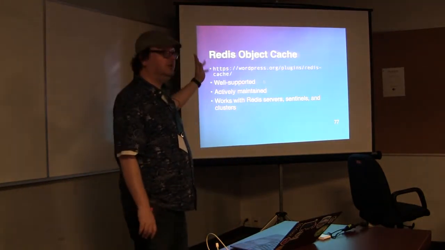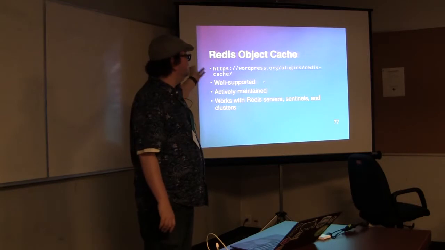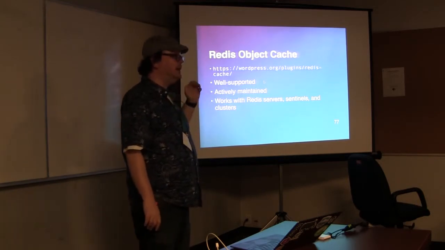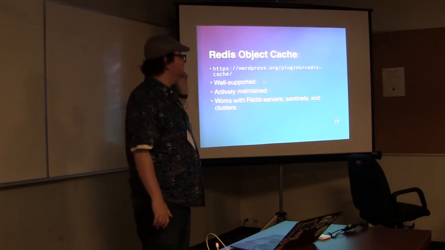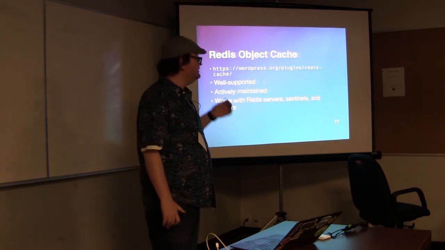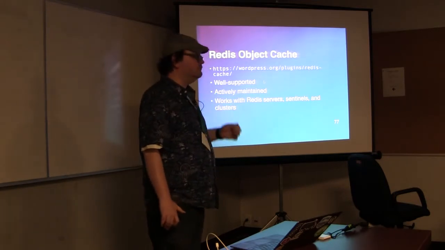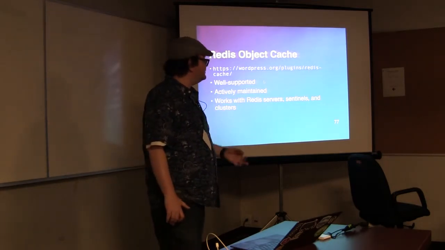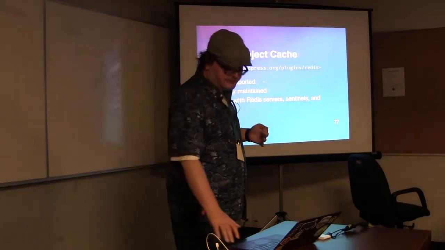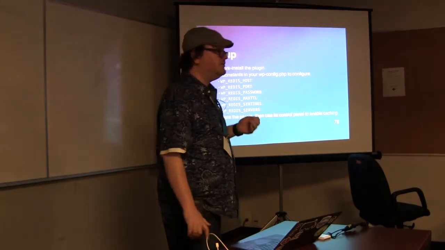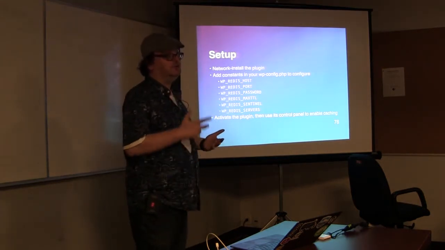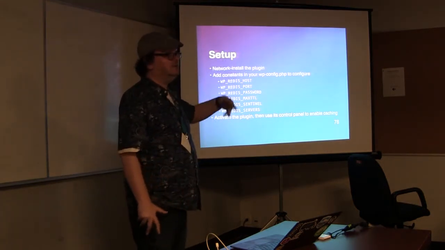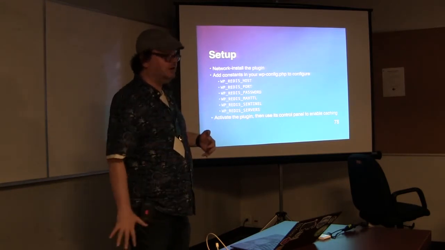So we use a plugin called Redis Object Cache. This is its URL. It is really well supported. The last time I checked, the last change to it had been 2 days earlier. It is actively maintained, and it works with Redis servers and sentinels and Redis clusters. To set it up, you network install it. Just install it on your site if you're not running a network. Network install it if you have more than one blog going.